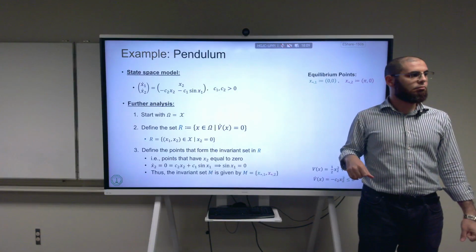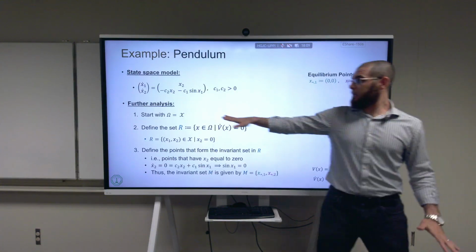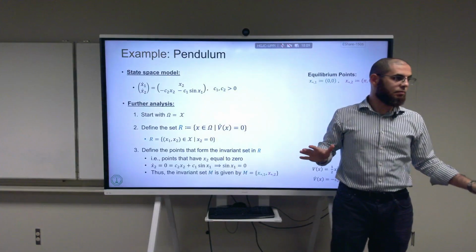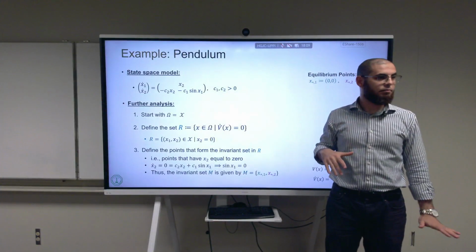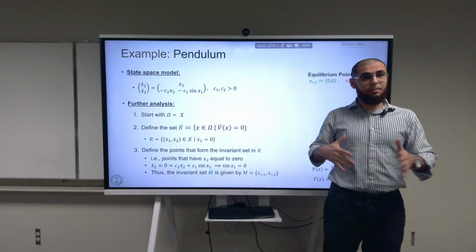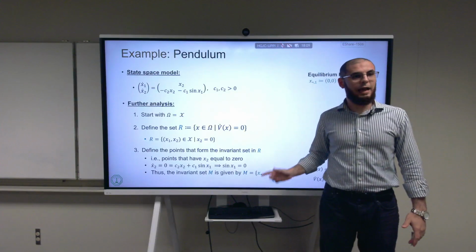It should be omega L, isn't it? Omega here is the whole state space, right? I'm not restricting it. So what I'm saying is that one of these 2 equilibrium points, actually I'm going to go to.